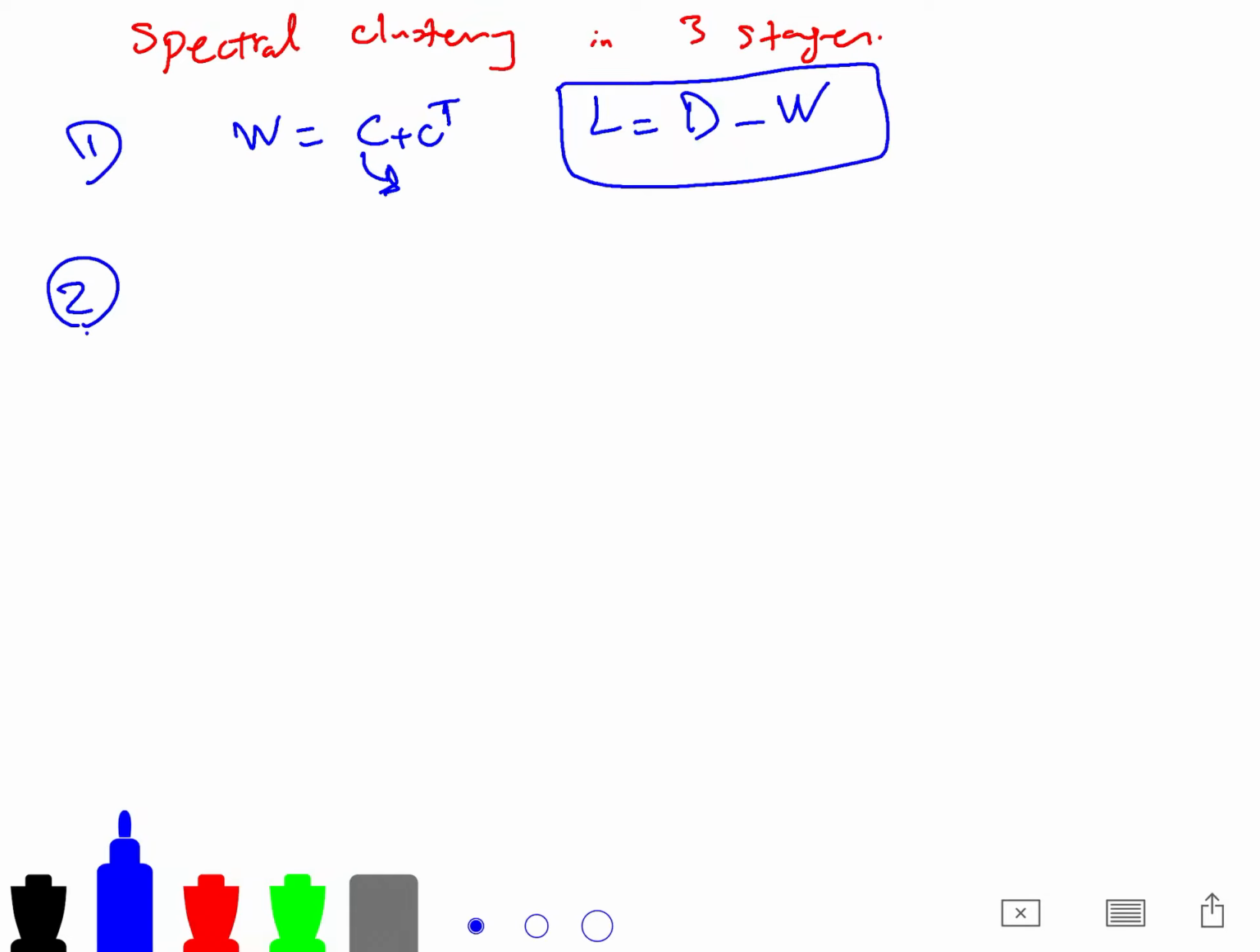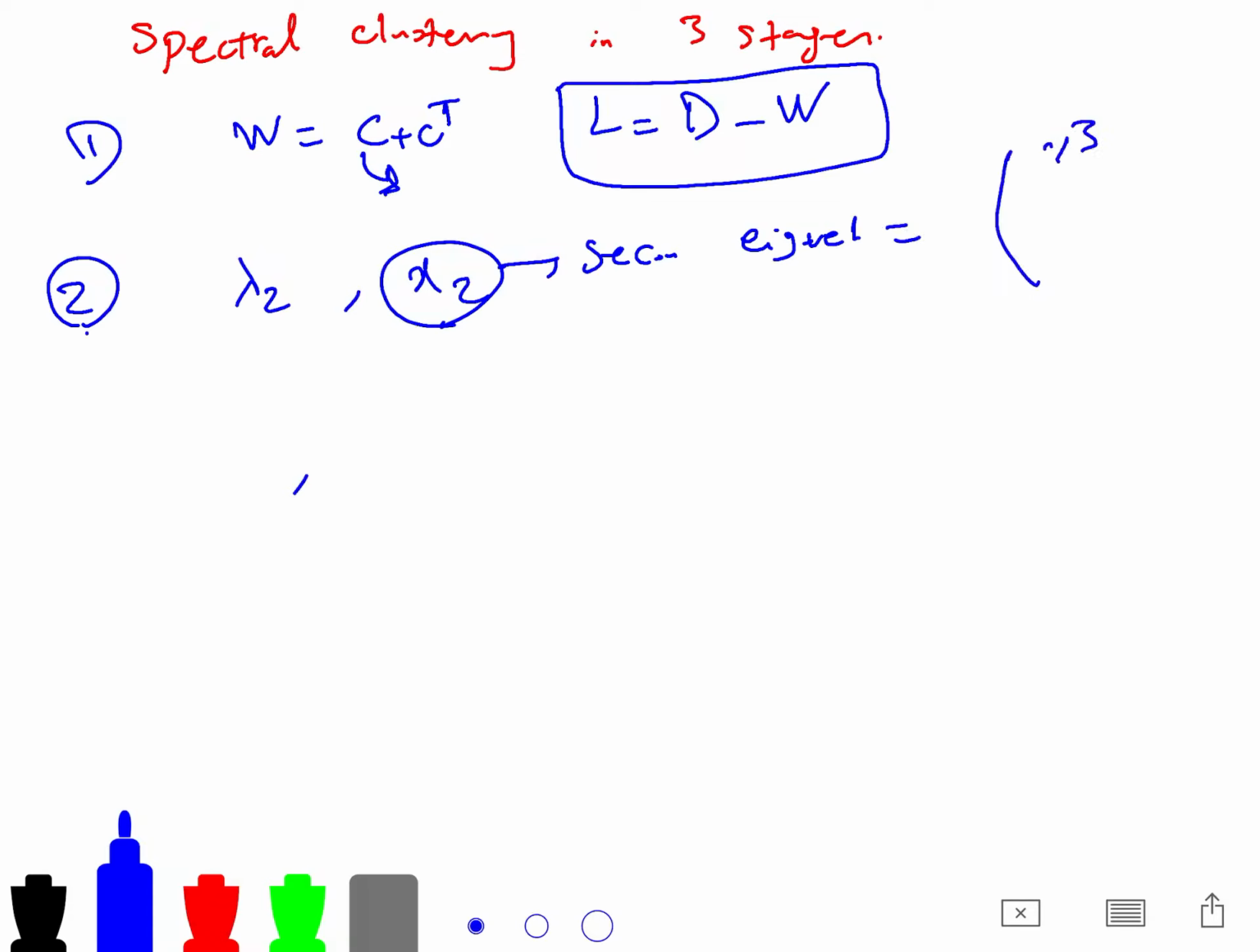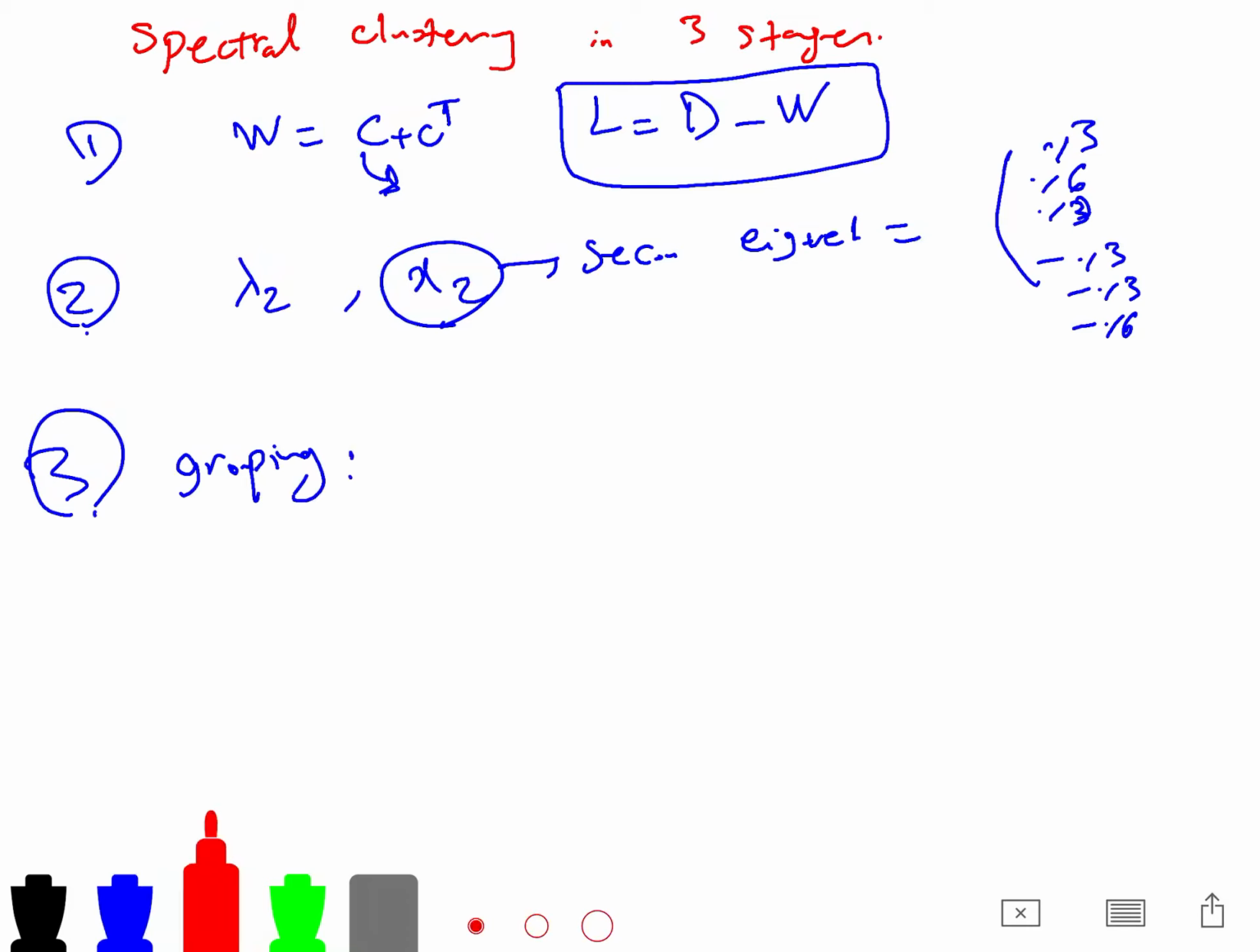And secondly, you calculate the eigenvalues and eigenvectors. So map each point to a lower dimensional representation based on one or more eigenvectors. So you have lambda 2 and x2. x2 is the second eigenvector. For example, this is like 0.3, 0.6, 0.3, minus 0.3, minus 0.3, minus 0.6. And in the third, it is the grouping. It means assign points to two or more clusters based on our new representation.